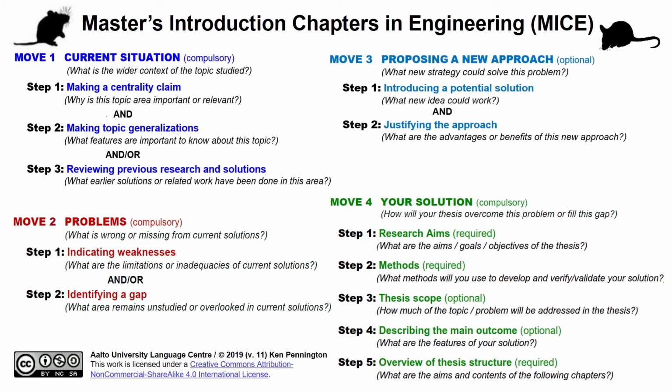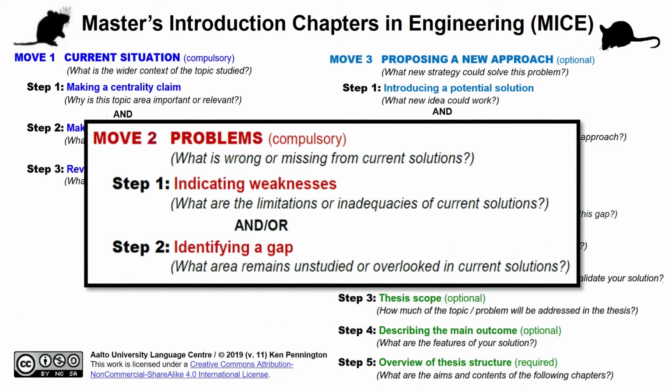Generally, although these steps tend to occur in this order, not all of the steps need to be put into your introduction, and many can be repeated more than once in the introduction. Basically, think of this model as a checklist or menu to guide you in selecting and ordering suitable topics for creating your introduction chapter. For example, in Move 2, many introductions can use either Step 1, indicating weaknesses, or Step 2, identifying a gap, or in some cases, the writer might wish to include both steps.